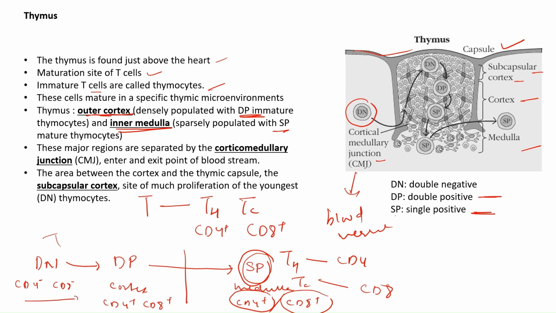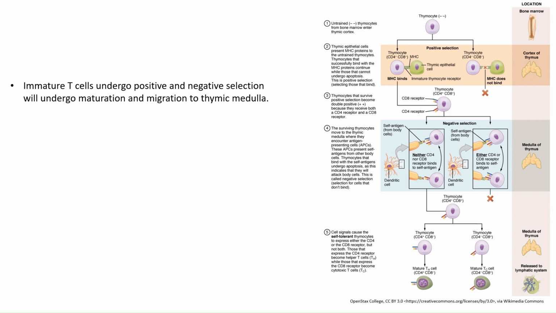Now, how does this happen? Why are the cells double negative in the beginning? How do they become double positive? And again, how do they become single positive? So this we'll understand in the next slide. So let's see what is happening here.